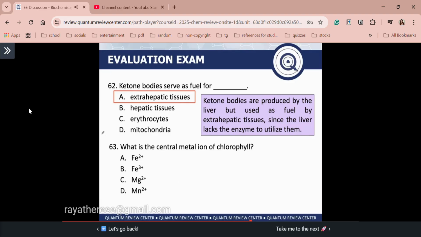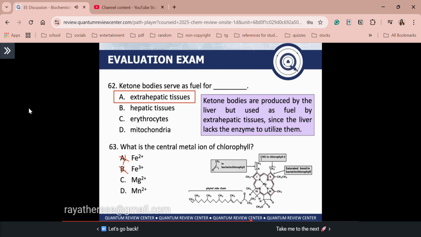Class, if you answered iron 2 plus and iron 3 plus, that's incorrect, okay? So this is the structure of your chlorophyll, and in its center, ayan, ay sir, magnesium 2 plus, parang sa kinase. Yes po. So our answer for 63 is letter C, magnesium 2 plus. Class, please remember again the structure of your chlorophyll. Again, it has a magnesium central metal ion in its structure, okay? 63, our answer is letter C, magnesium 2 plus. All clear?